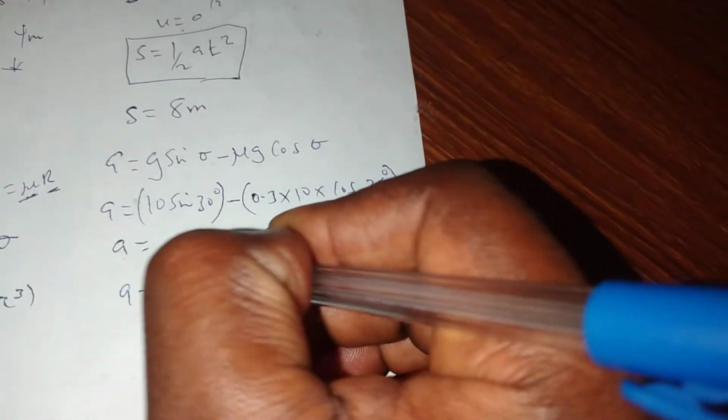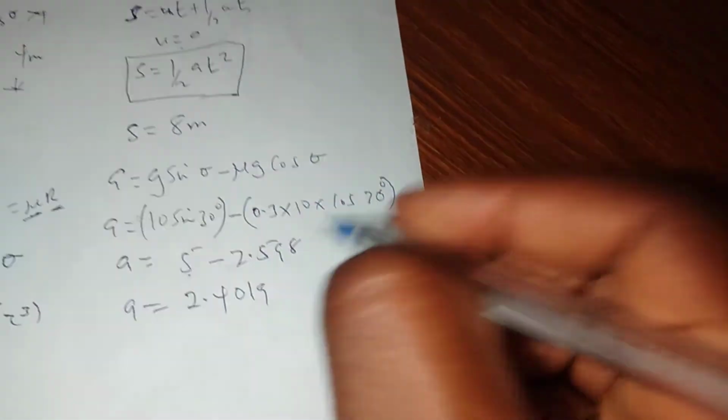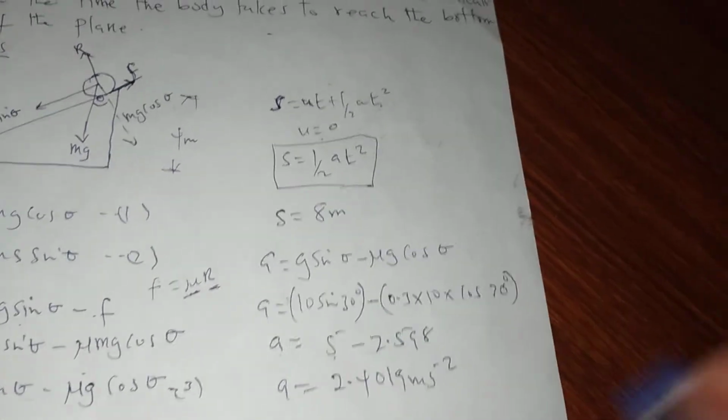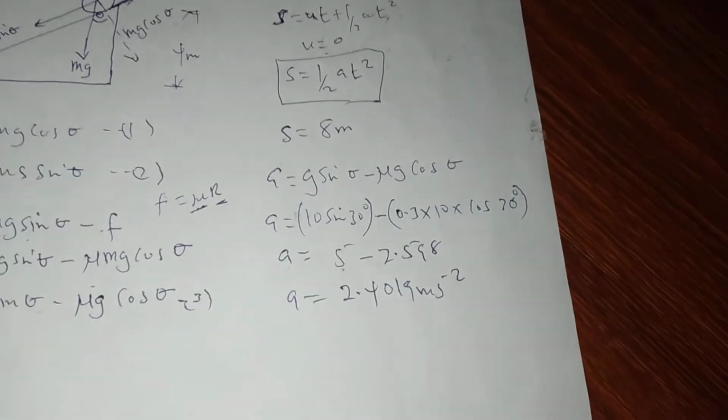Therefore, acceleration a will be equal to 2.4019 meters per second squared. This is what we are getting for our acceleration. Good.